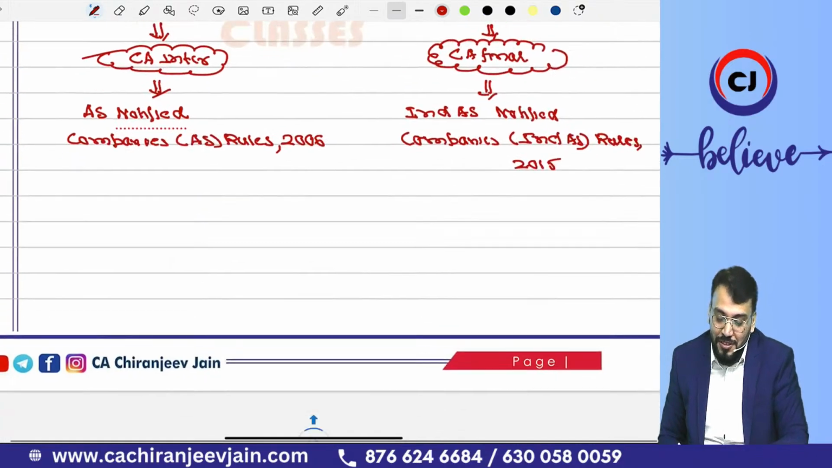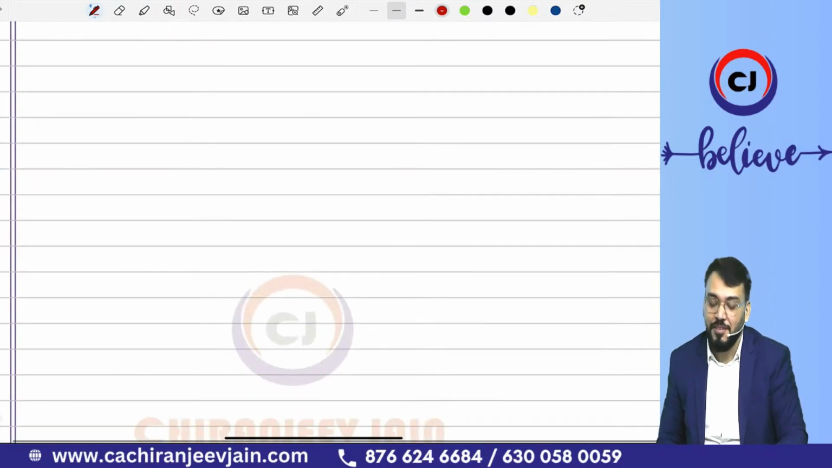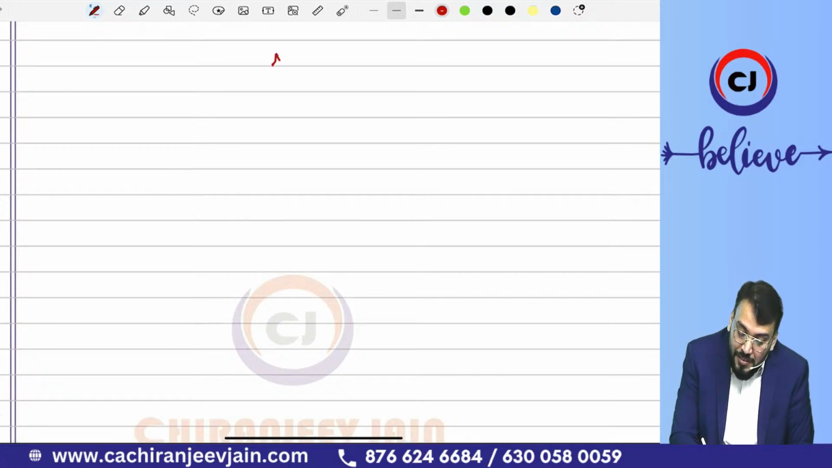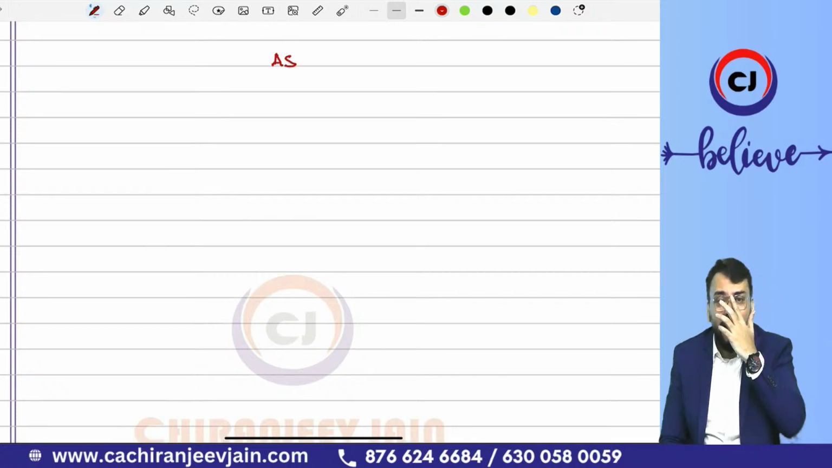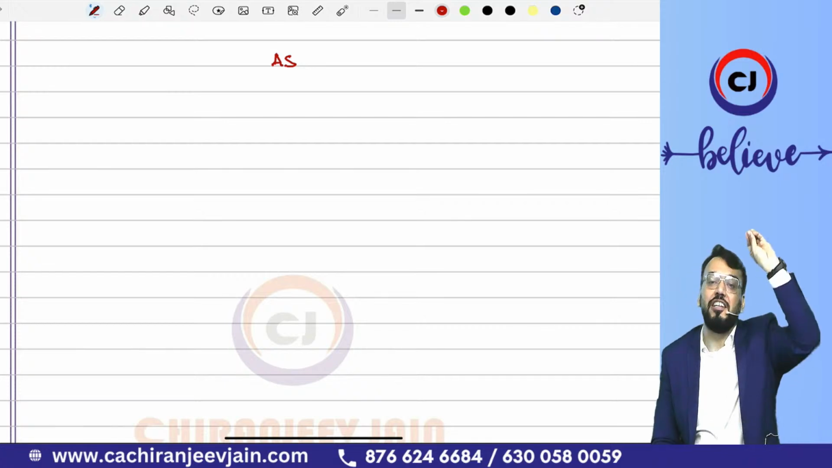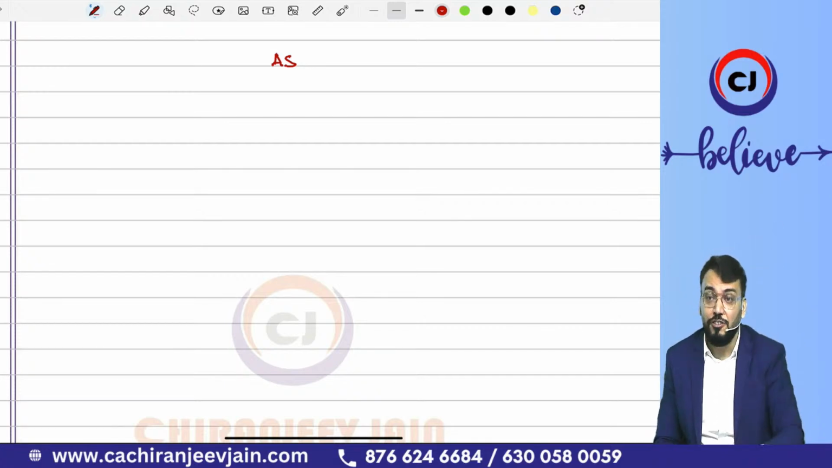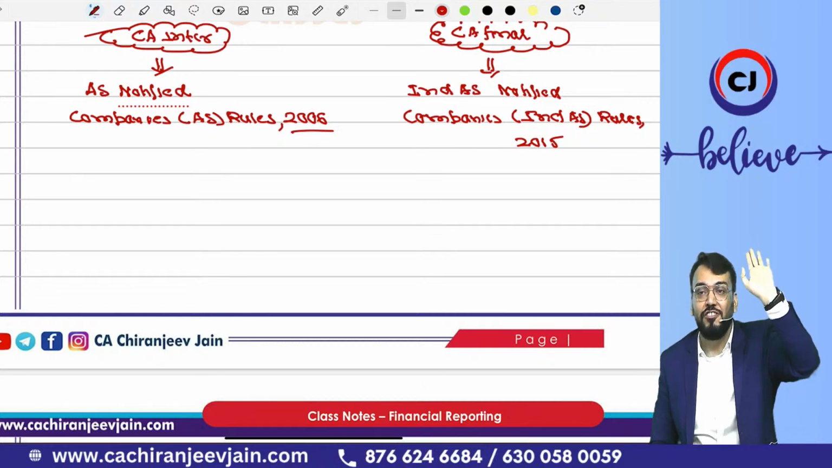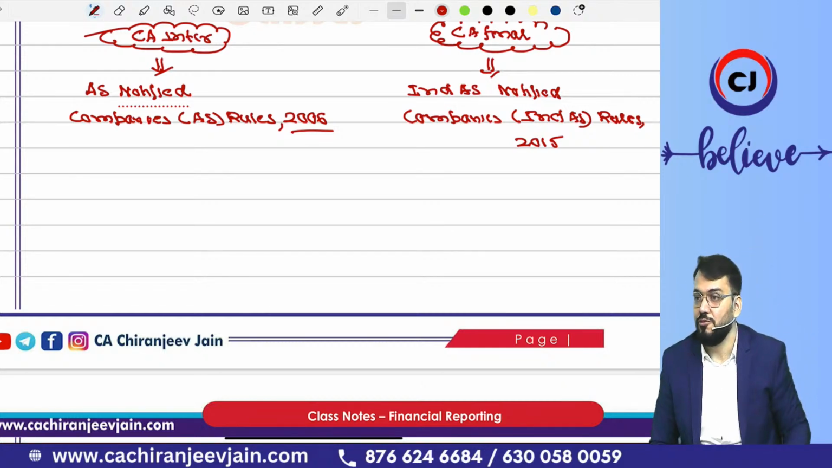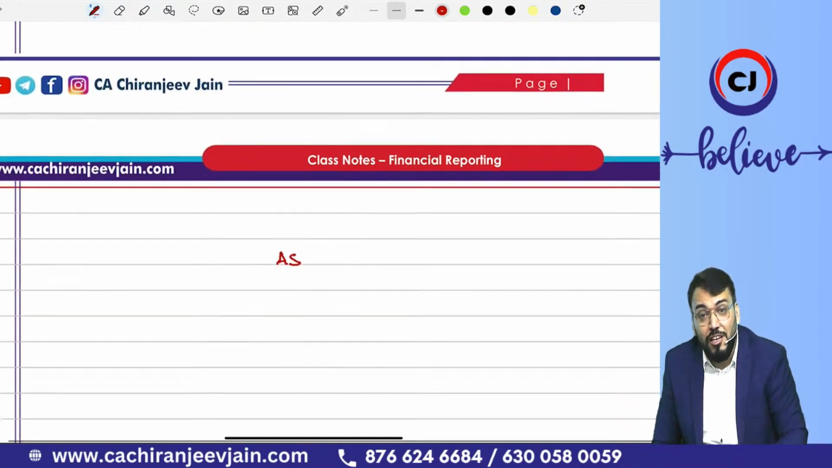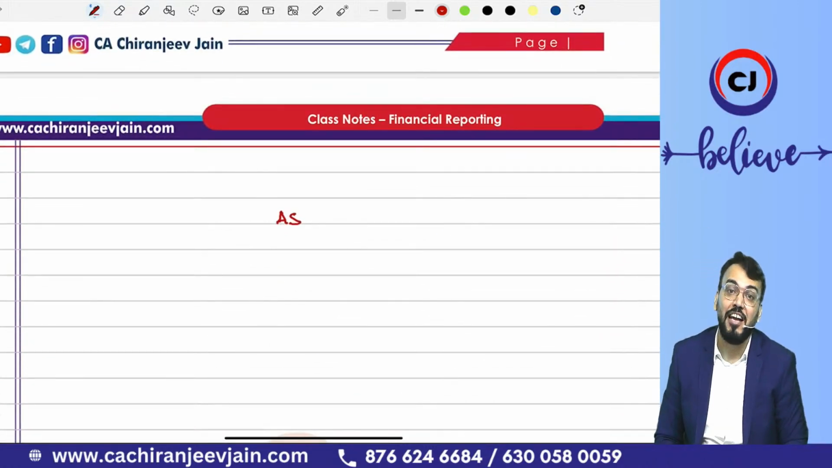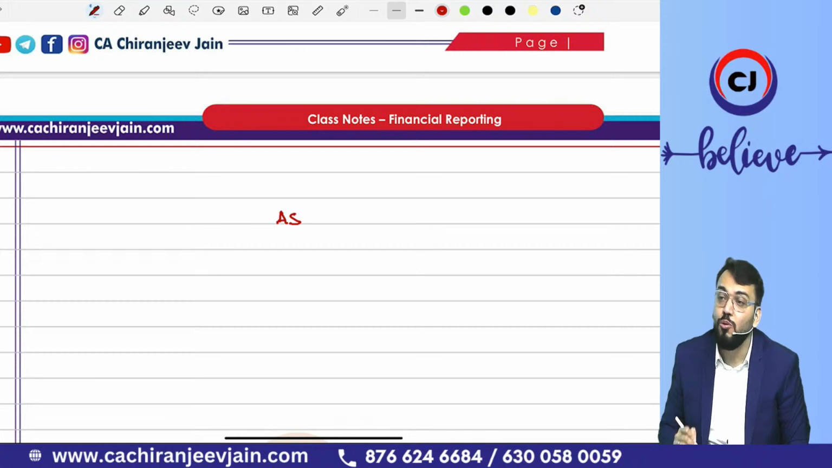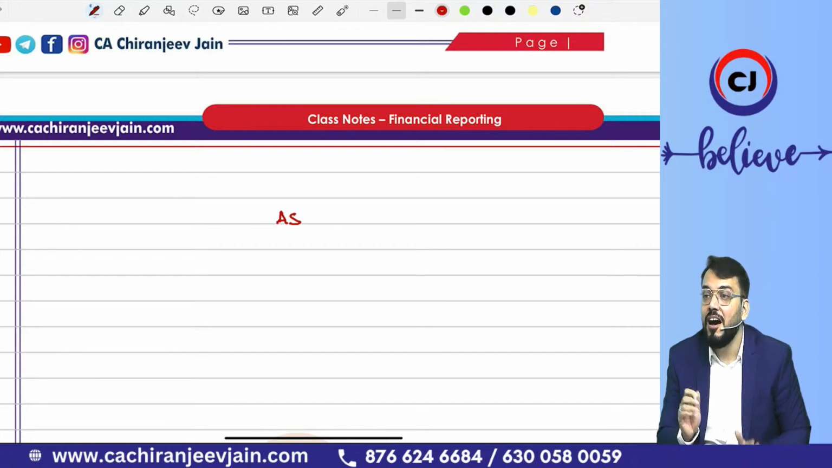Now let us come to the history of AS. Initially, before 2006, because this is 2006 now, before 2006 it was not a part of the company's rules. It was actually issued by ICAI. Who is ICAI? Our godfather.